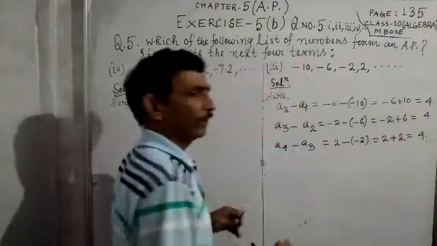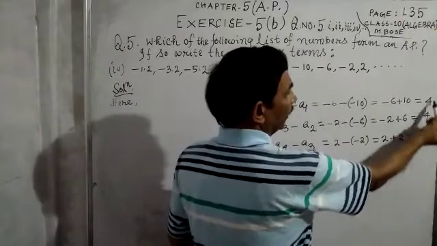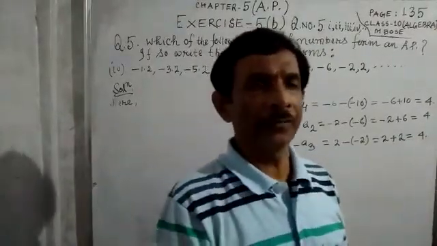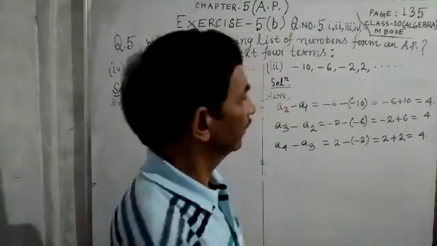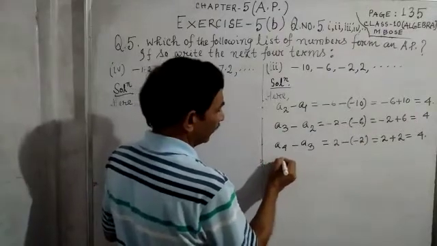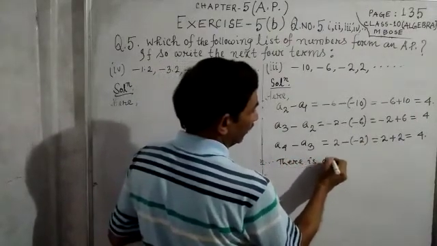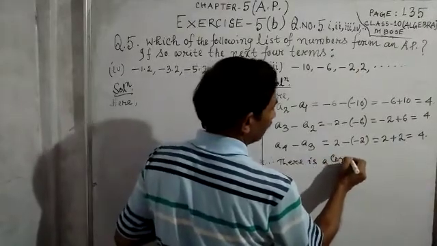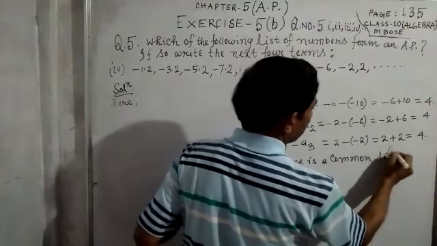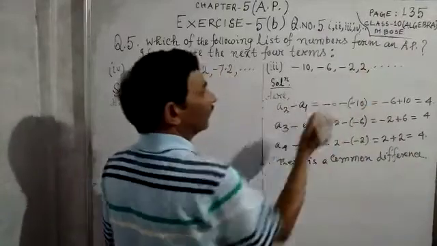Now look at the differences. Are the differences the same? This is 4, 4, 4. We see the differences are the same. When the differences are the same, we can conclude that there is a common difference. So we write here, therefore, there is a common difference. And if there is a common difference, this list of numbers forms an AP.